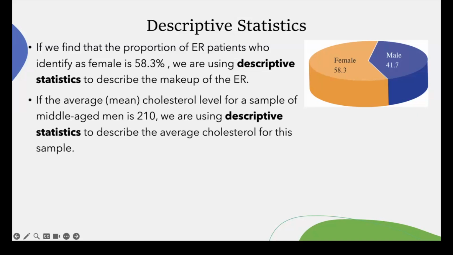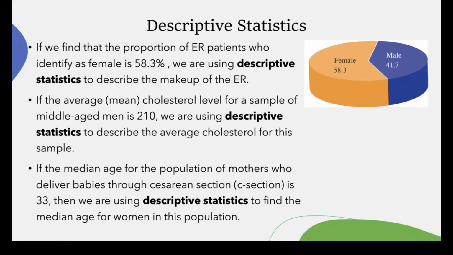If we calculate an average cholesterol level, that is the mean cholesterol level for a sample of middle-aged men, and we find that it's 210, that is also descriptive statistics. Like I said, most of the statistics that you may have come across in your life is probably descriptive statistics. If you calculate the median age for a population of mothers who deliver babies through cesarean section, and you find that the median age is 33, that's also descriptive statistics to find the median age of women in this population.